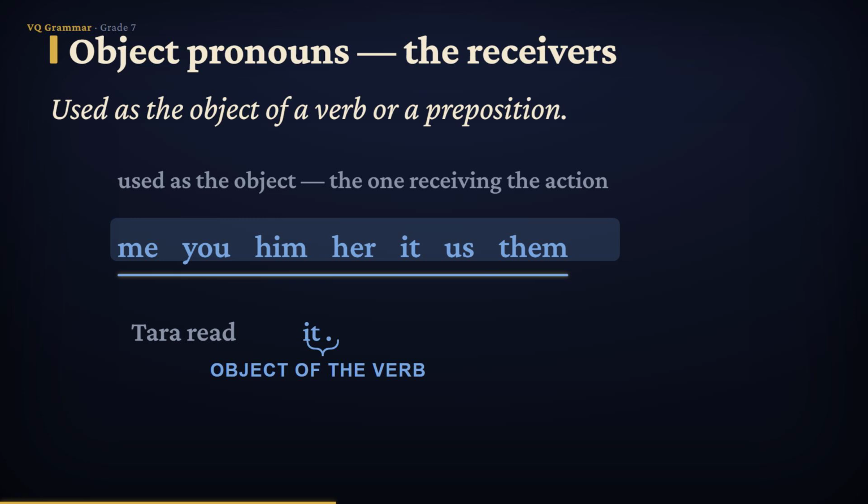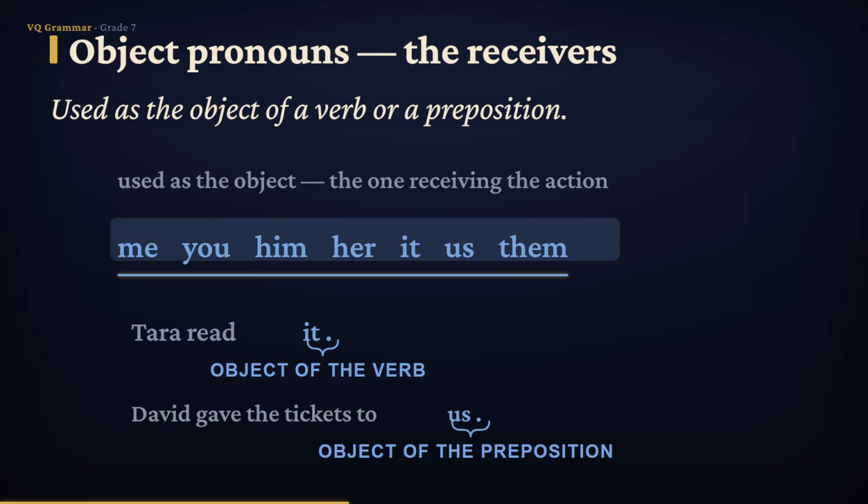Or it can follow a preposition. David gave the tickets to us. The word us comes right after the preposition to. Either way, when a pronoun receives the action, you reach for an object pronoun.